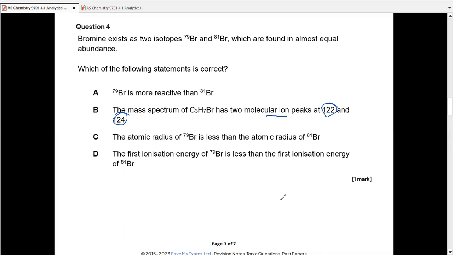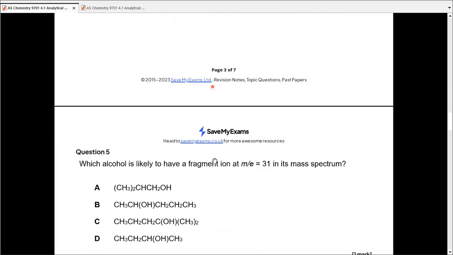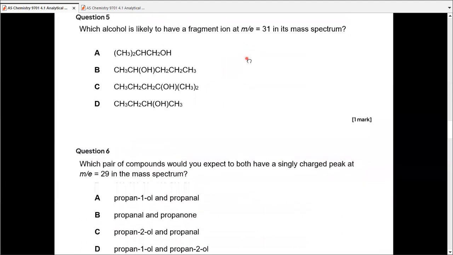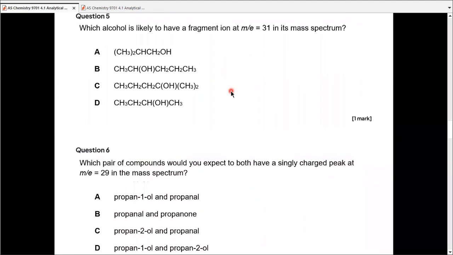Moving on. Let's clear this one up. Question number 5. Which alcohol is likely to have a fragment lying at 31 in its mass spectrum?